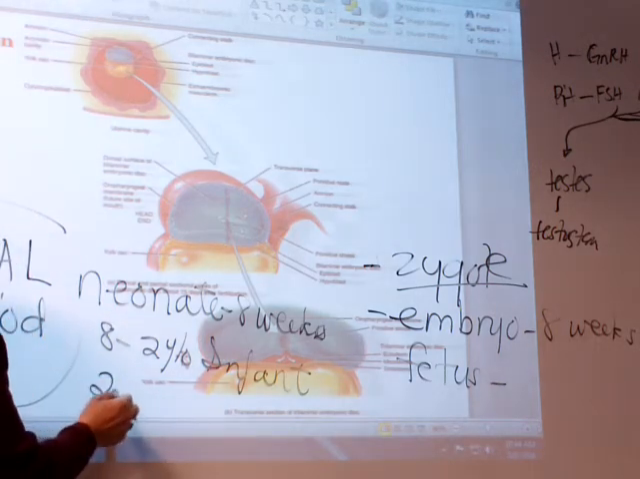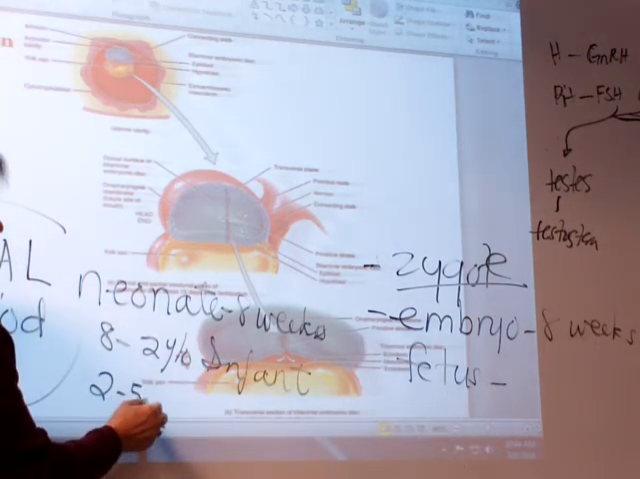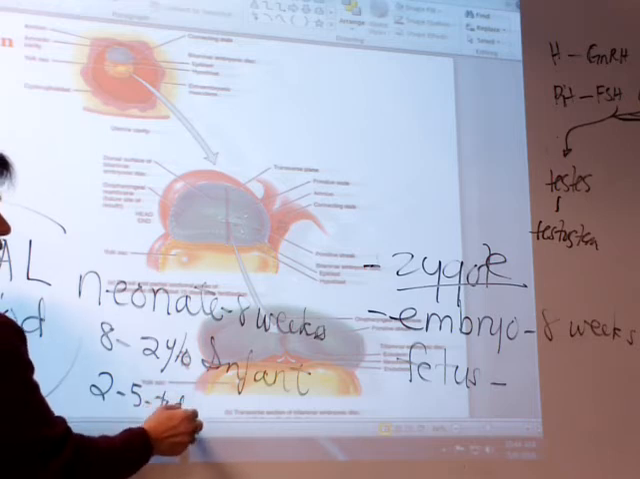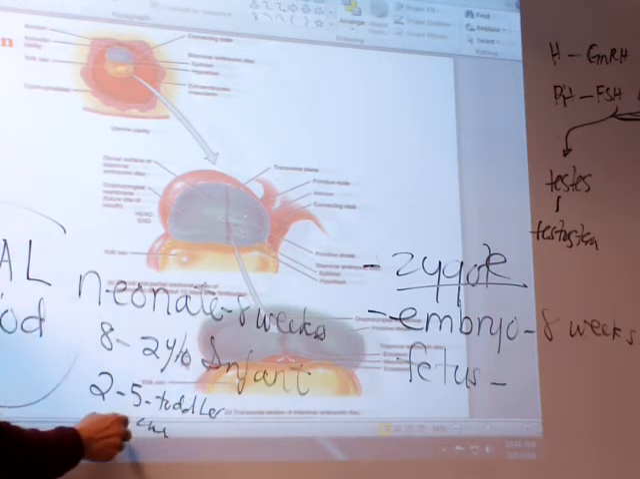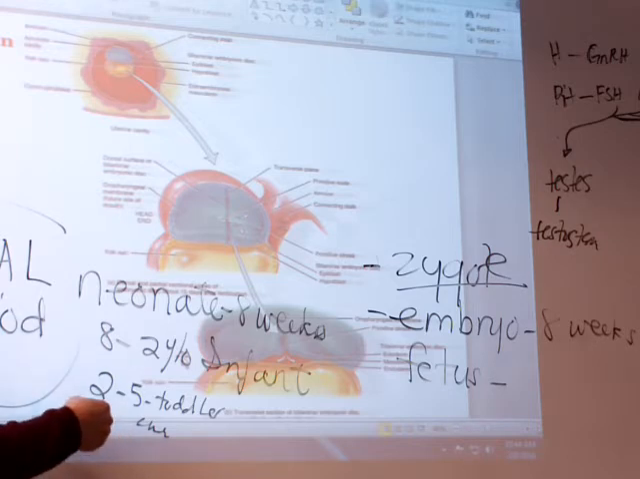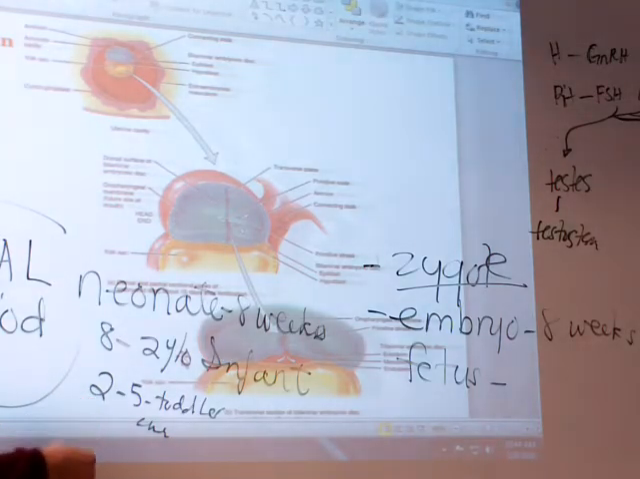Okay? Then from 2 to what? 5? Toddler. Give or take. And then child. And then what? Adolescent. Pain in the butt. Pretty much. Yeah. Okay? So don't forget those terms.